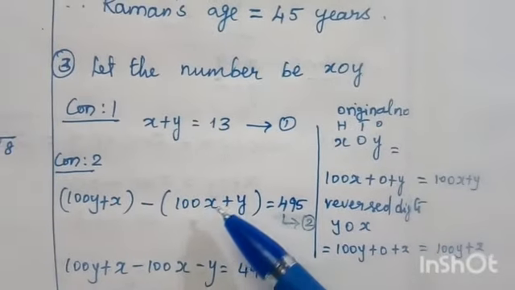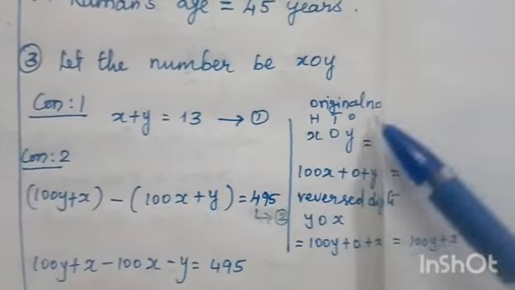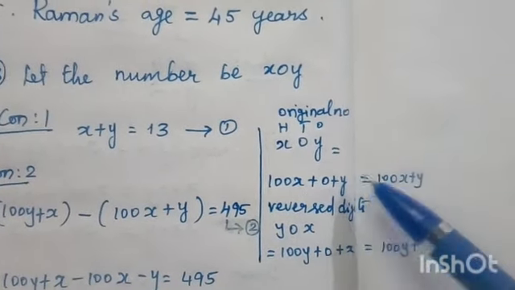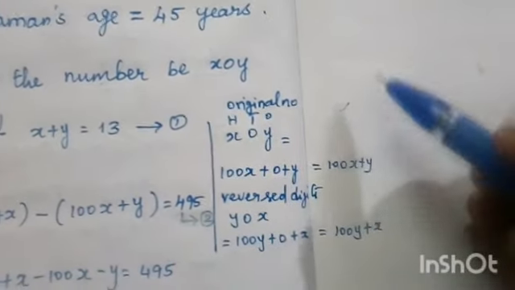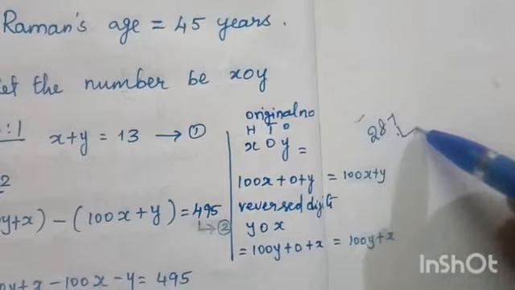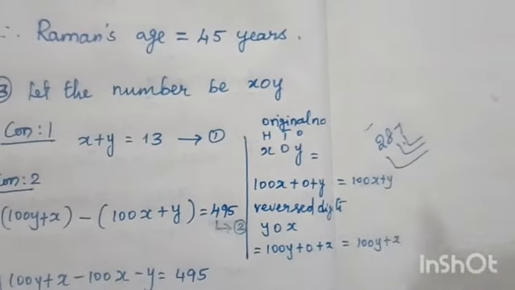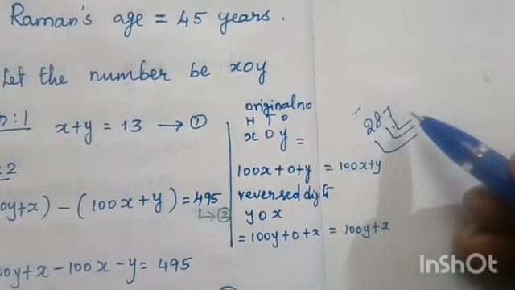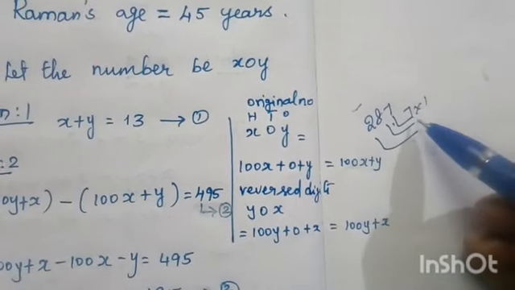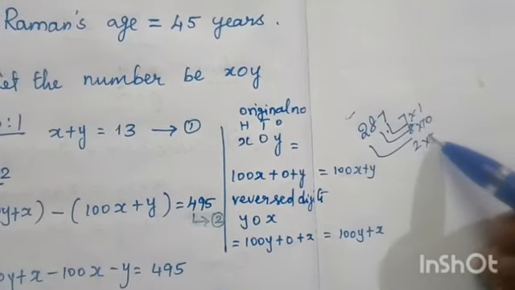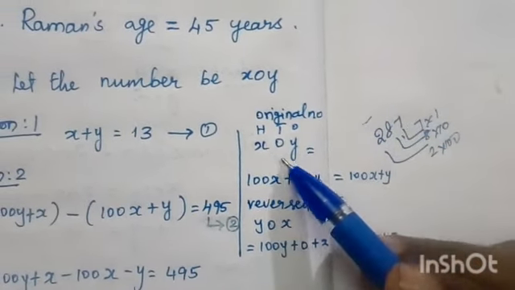Before entering condition number 2, you have to know about expanded form. For any given value, you know its expanded form. For example, 287: how many ones, how many tens, how many hundreds. You learned this in lower classes. So 7 into 1, 8 into 10, 2 into 100. Like this we have to follow here.